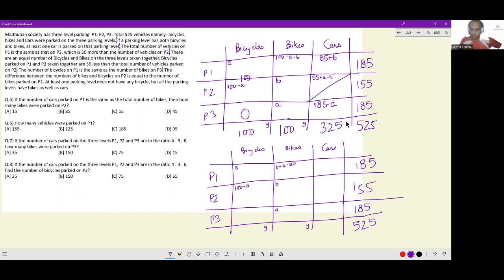Column-wise, it should add up to 325. So what should this be equal to? Trying to figure out. Let's see. 85 plus 185. 85 plus 185 is 270. So I'm still getting 55 plus A minus B.